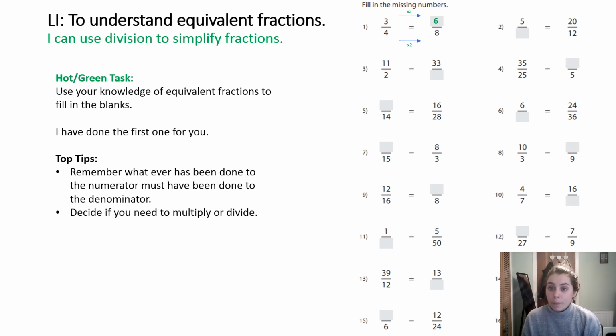Now this one, I had to work out that 5 times something gets me to 20. So I'm going to go for my 5 times table. 5, 10, 15, 20. So 5 times, oops, what have I done?